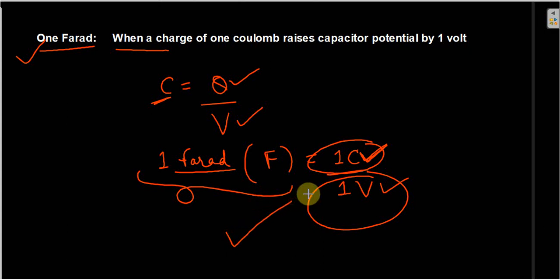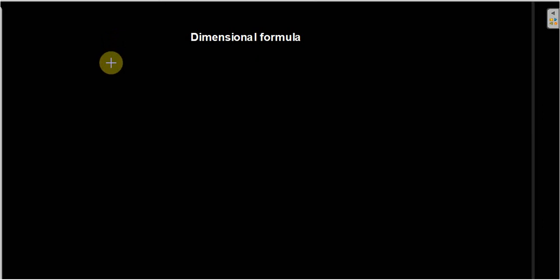So after discussing the SI unit of a capacitor, that is farad, now we will derive the dimension formula of a capacitor. As we know, C is equal to Q by V. What is Q? Q is the charge, V is the potential.